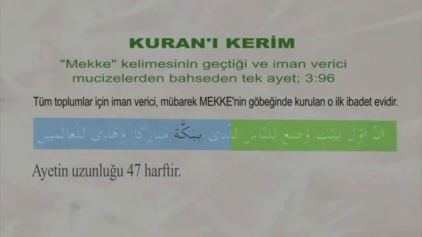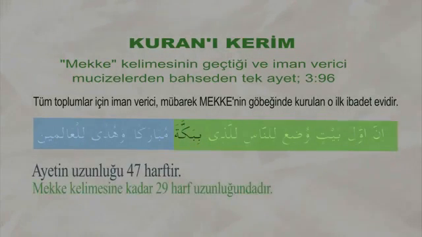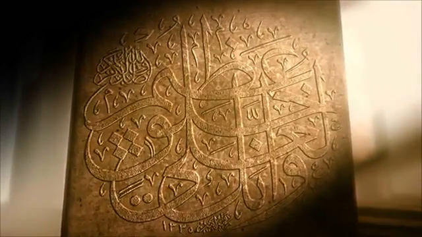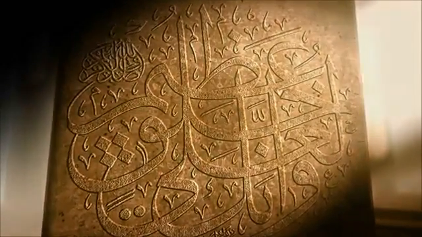Calculating the golden mean of the letter total, we find out that the word Mecca is expressed by 47 divided by 1.618 equals 29. There are 29 letters from the beginning of the verse till the word Mecca. If only one single word or letter was missing, this ratio could never be constituted.